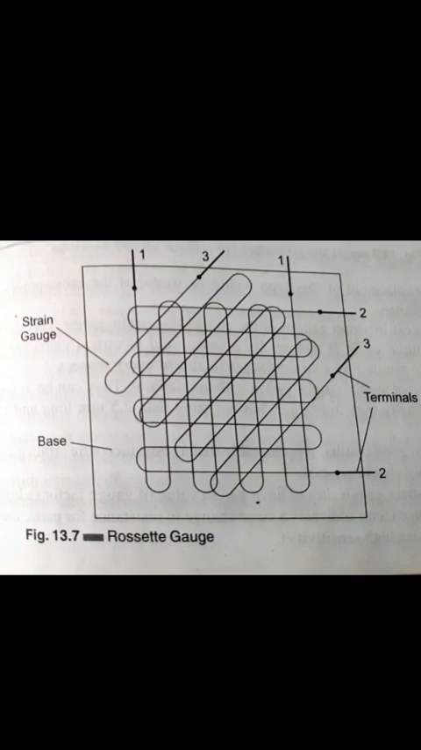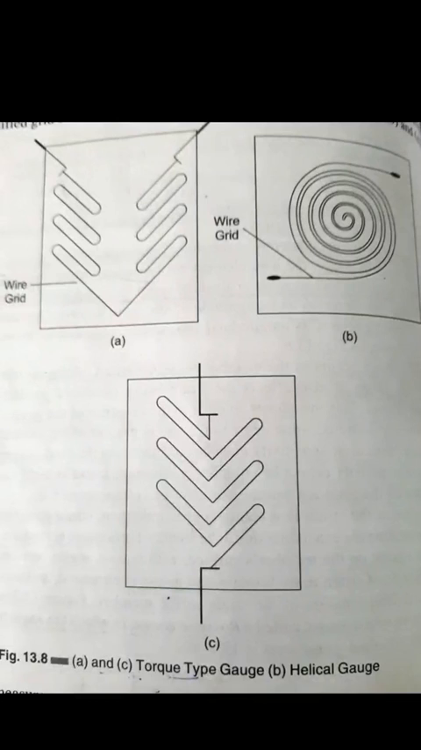The 45 degree rosette gauge is in general the most popular one. There are different shapes and sizes of strain gauge for various purposes. Some are similar but not for a specified purpose, and there are gauges with specially modified grid configurations, such as figure A, B and C.